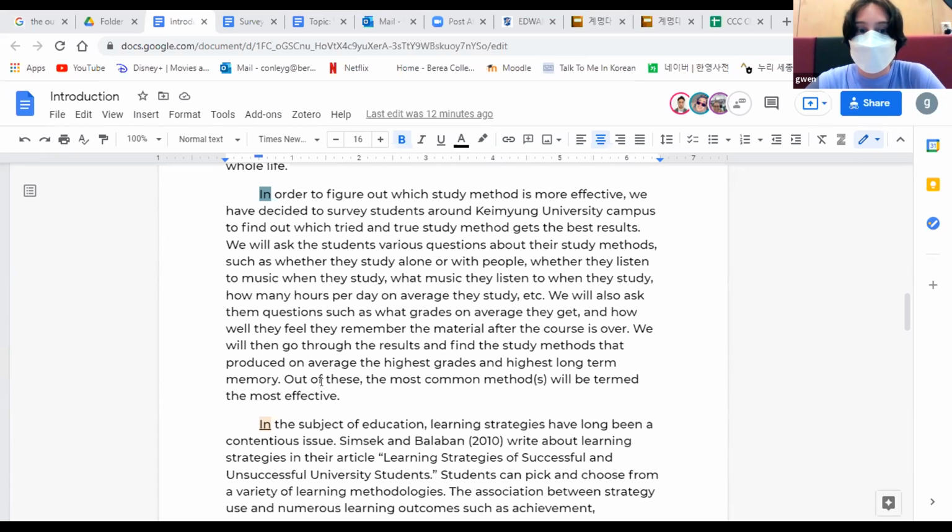And so as we stated, our definition of effective studying is results that both get the highest grades, but also have the highest memory of the material after the course has ended. So we are going to go through our results and find the study methods that produced the highest grades and the highest long-term memory. And out of those, we will find the most common methods, which will be the most effective study methods.